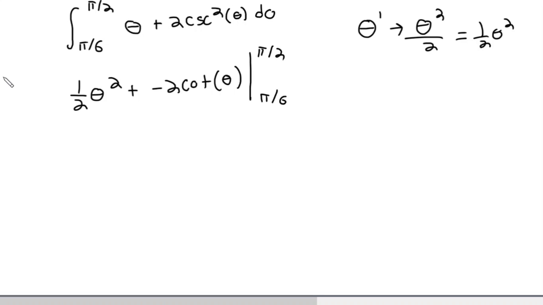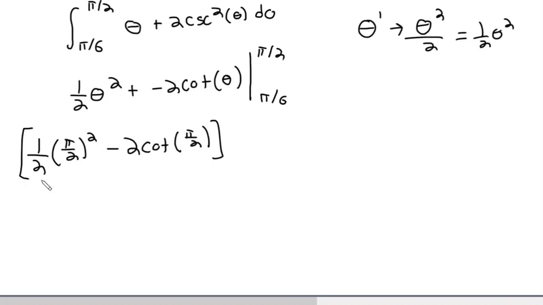So now we just plug in, right? We plug in our upper limit of integration, so 1/2 times pi over 2 squared minus, and this is a plus a negative, so I'm just going to write minus. Hope that's okay. It's minus 2 cotangent pi over 2, and then a minus sign because we're done plugging in the upper limit of integration. Now we're going to plug in the lower one. So 1/2 pi over 6 squared minus 2 cotangent of pi over 6.